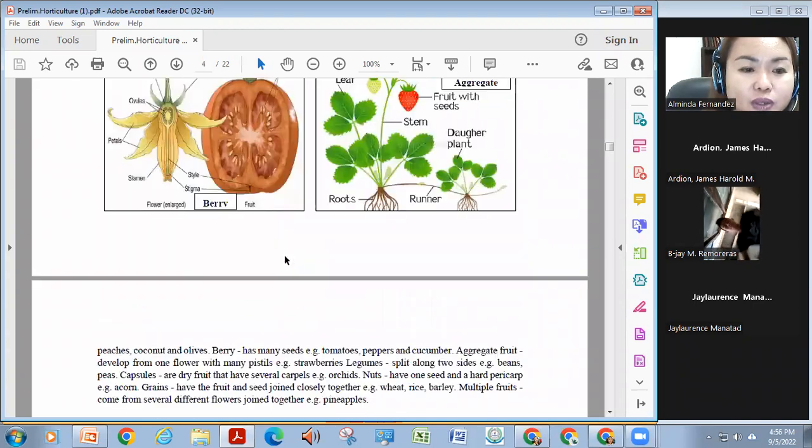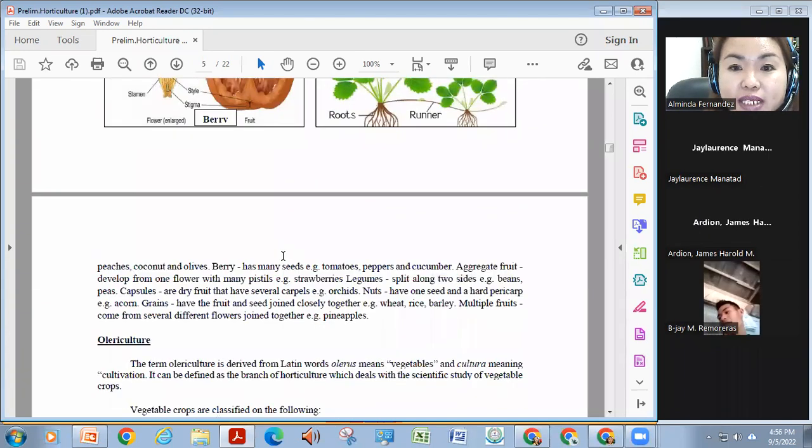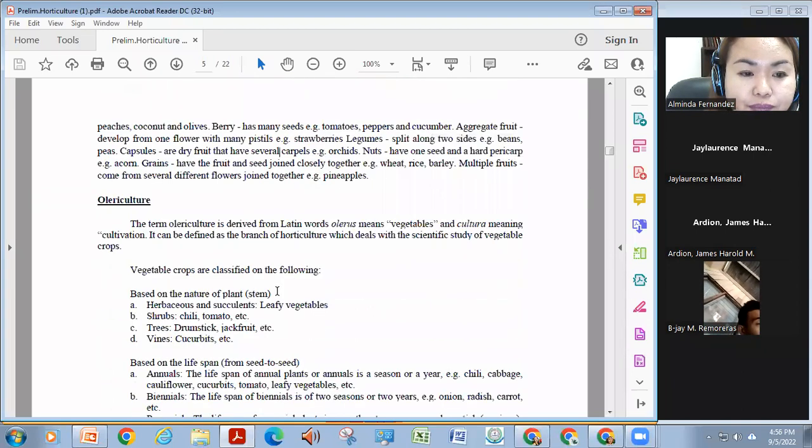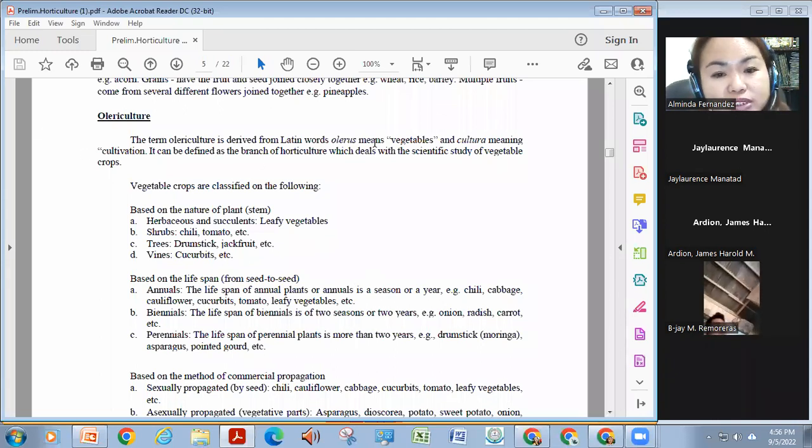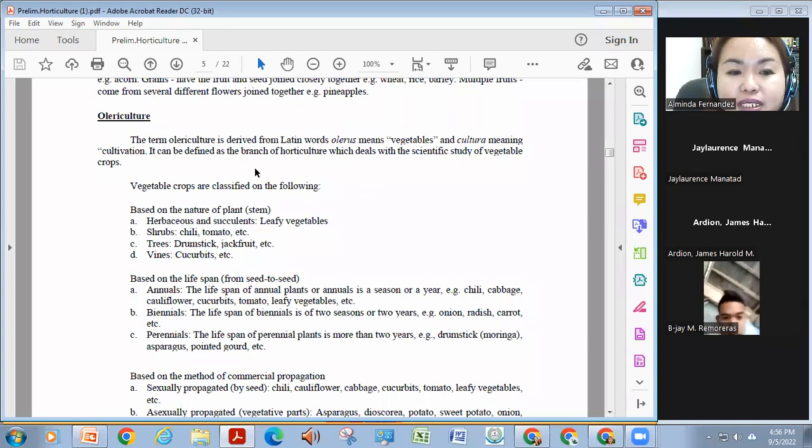So yun, no? We have pomology, the study of fruits. So we have classified fruits based on botanical classification. And the next study, we have olericulture, or the study of vegetables. And it is derived from Latin words oleros, which means vegetables, and cultura, meaning cultivation. And it can be defined as the branch of horticulture which deals with the study of vegetables again.